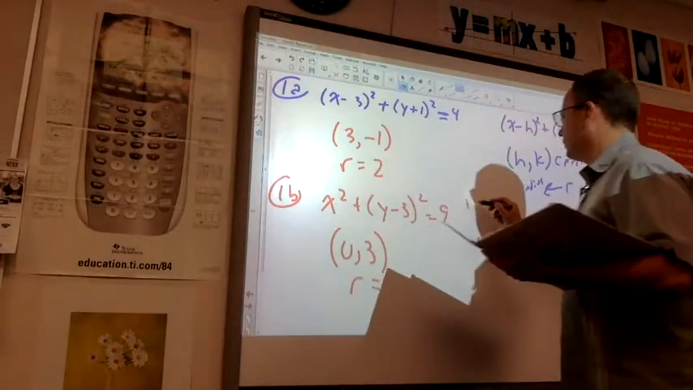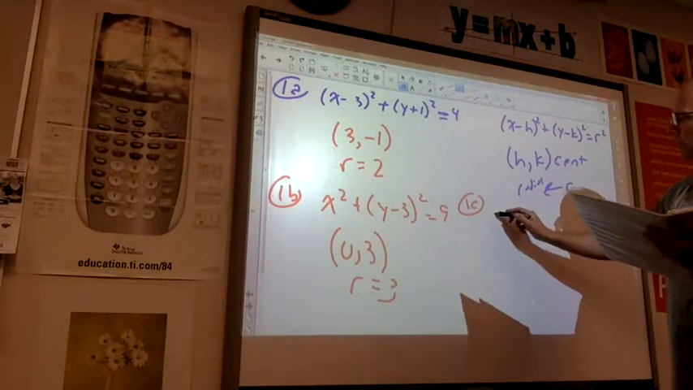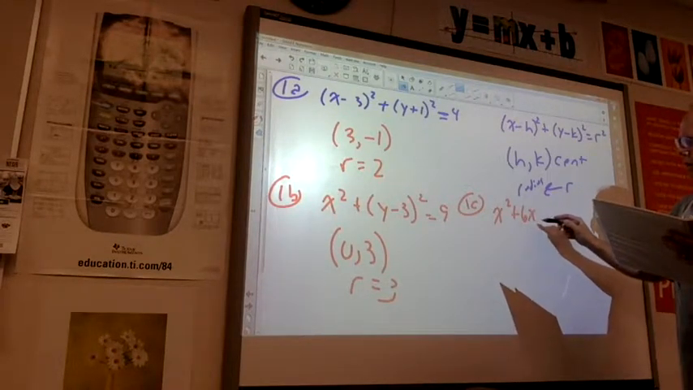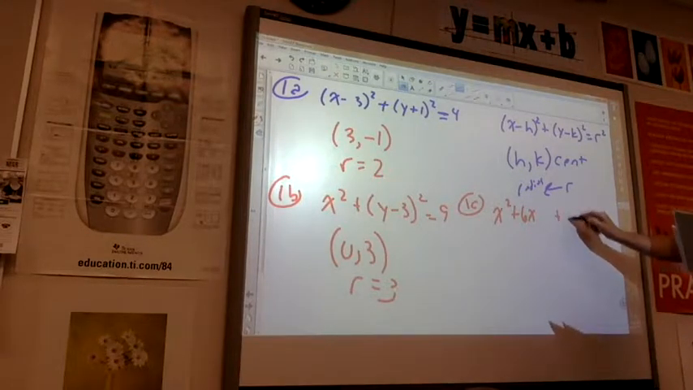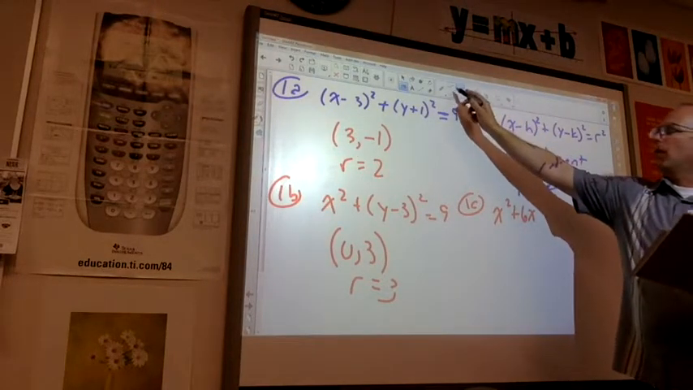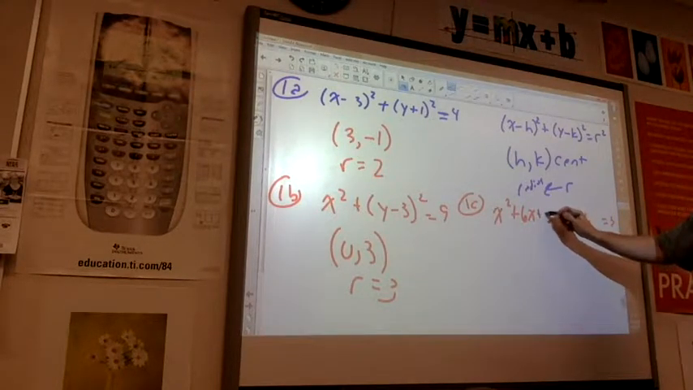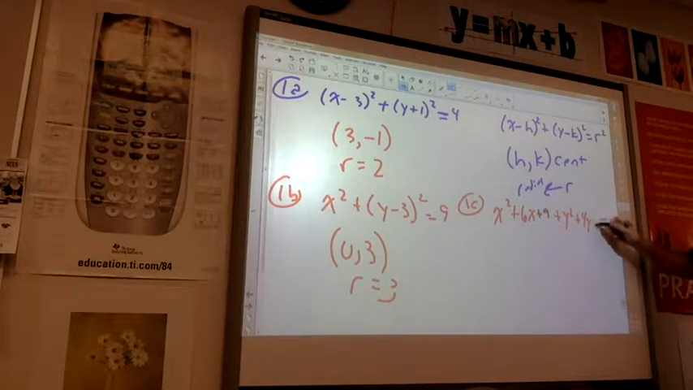1c. We're going to rearrange. We're going to bring the x's and the y's together, leave a space, and complete the square real quick. Half of 6 is 3. 3 squared is 9. If I add 9, I have to add 9 over here. Half of 4 is 2. 2 squared is 4. If I add 4 here, I have to add 4 here.